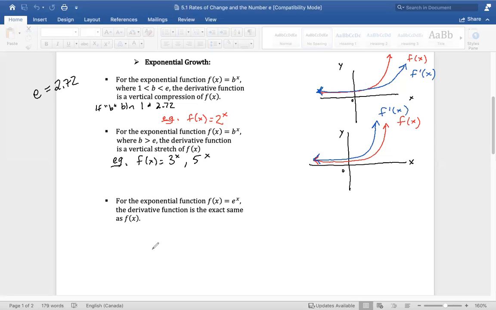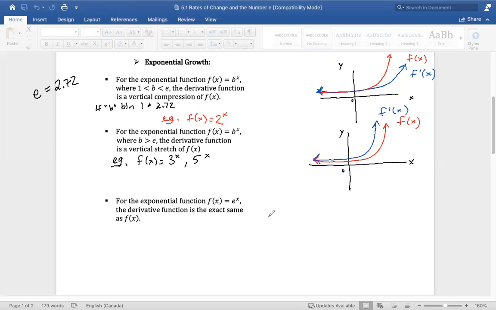So the a value in the derivative function, so when I have a derivative equation, just to point out here, the a value will be greater than 1, right? Because greater than 1 would indicate a growth.